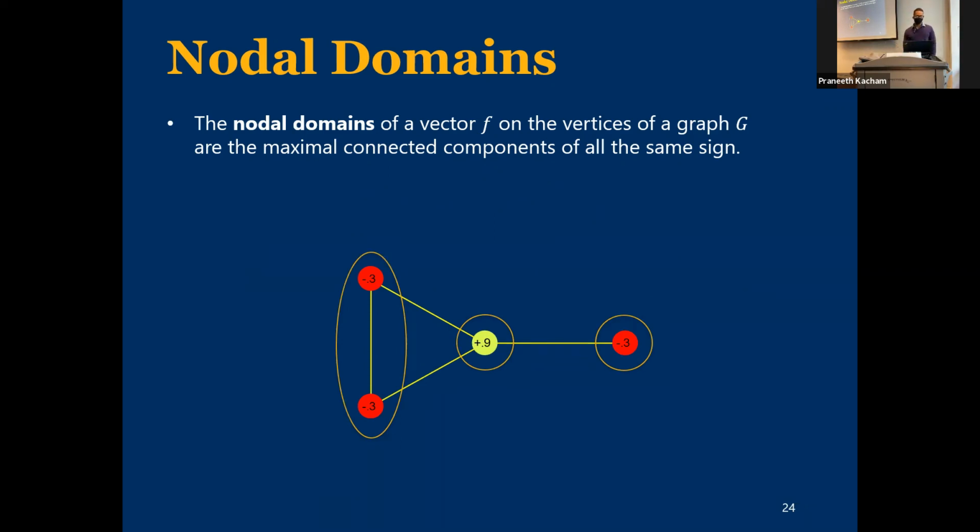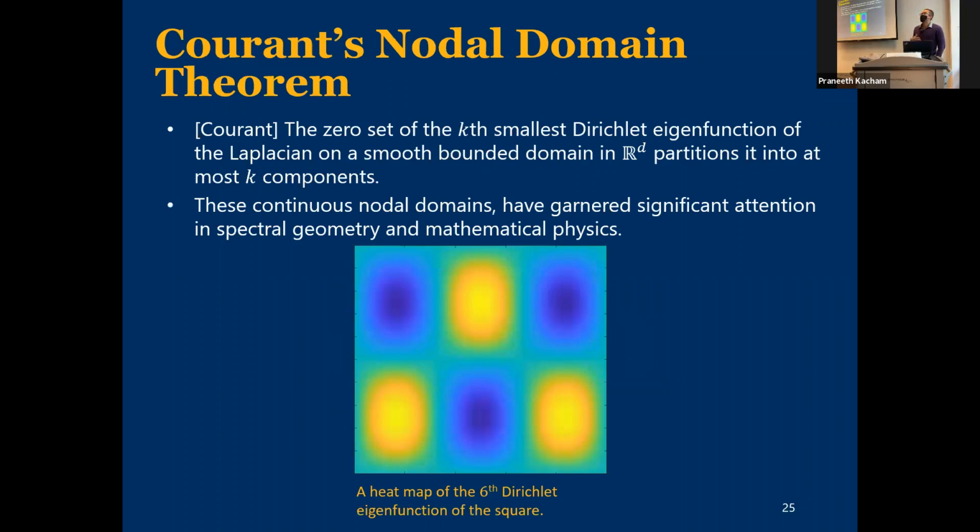It should definitely be noted that these are studied in continuous space as well as discrete space. There's this well-known theorem of Richard Courant which says that if, instead of the eigenvectors of a graph, I look at the Dirichlet eigenfunctions of some bounded region, the kth eigenfunction induces at most k nodal domains. For example, this is the sixth eigenfunction of the square, and I made a heat map, and you can see clearly that there are 6 nodal domains.